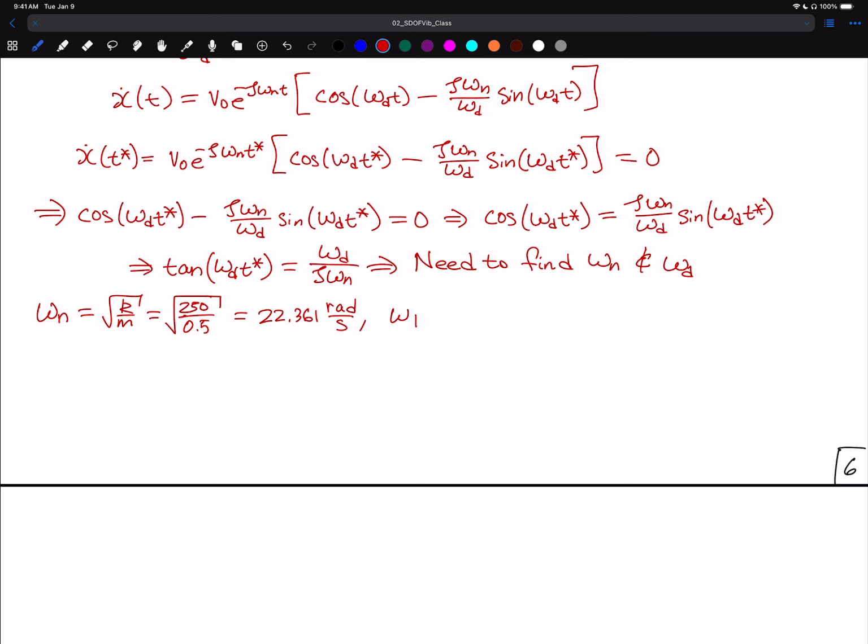Then omega d will be equal to omega n times the square root of 1 minus zeta squared, which is equal to 22.361 times the square root of 1 minus 0.179 quantity squared, the square root of that. And if you go and compute this, you'll find that omega d is 22 radians per second.